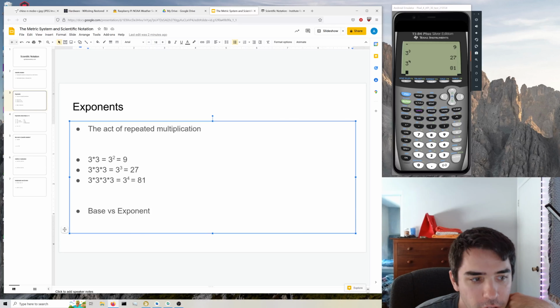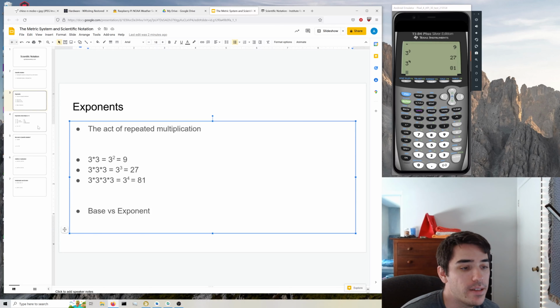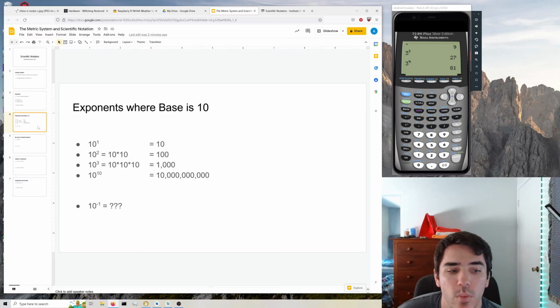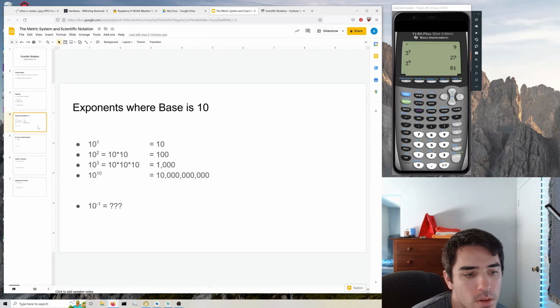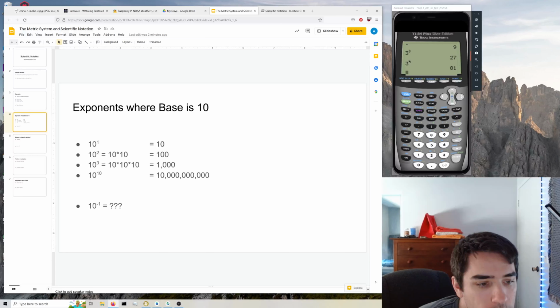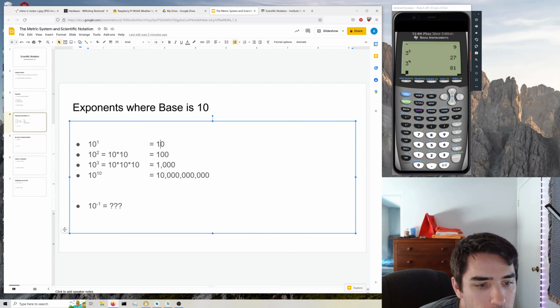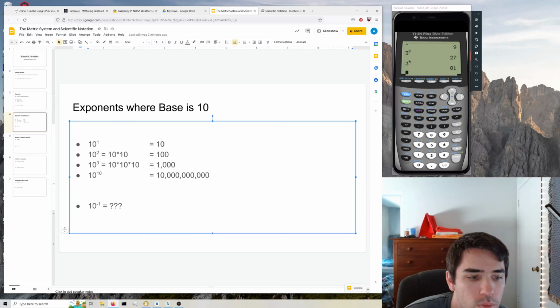The base can change. In scientific notation, we use a base of 10. So 10 to the 1 is equal to 10. 10 to the 2 would be 10 times 10, and that equals 100. I didn't write it here just because it's obvious. 10 to the 3 equals 1,000. 10 to the 10 is, what is that? That's 10 billion.